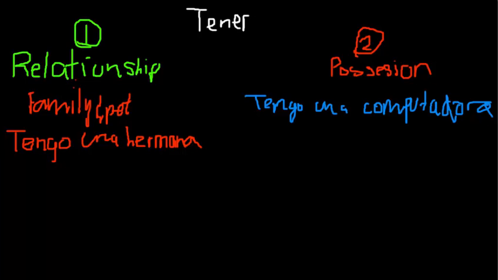If I tell you, tengo un hermano, which one would that be? Tengo un hermano, meaning I have a brother. That's right, that'd be relationship. What about tengo un padre? I have a father. Yes, that would also be relationship. Now, let's move on to possession. Tengo una pantalla. I have a computer screen.